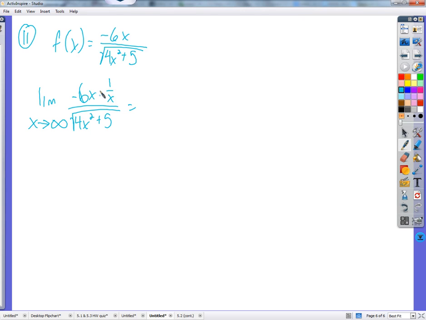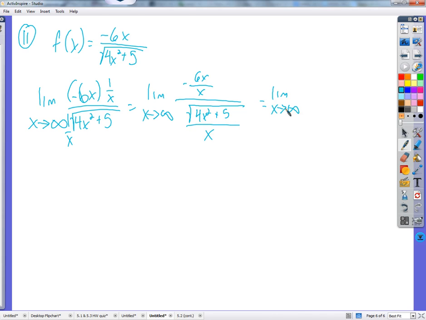Here's what we can do. Multiply this by 1 over x, and multiply this by 1 over x. Okay. So this will become the limit as x approaches infinity of negative 6x over x over the square root of 4x squared plus 5 over x. Okay. So in the numerator, why did you get 1 over x? To get rid of any x's in the numerator, let all the x stuff be here in the denominator. So you get negative 6 over.